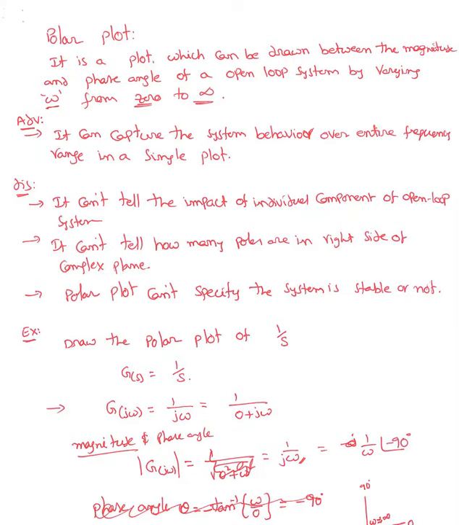As well as another important thing is it cannot specify whether the system is stable or not, and how many poles are stable poles and how many unstable poles are there. That we cannot tell by using the polar plot. The only thing we can tell is the behavior of the system. It's just another graph.